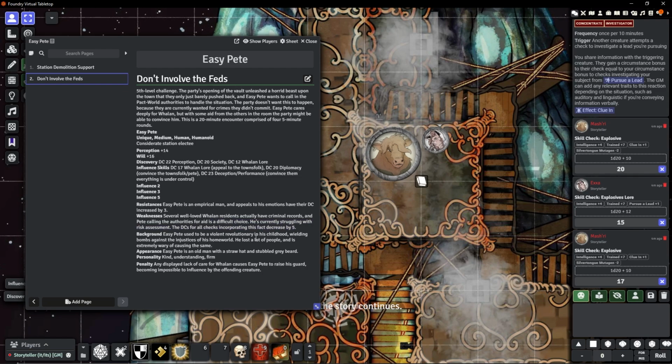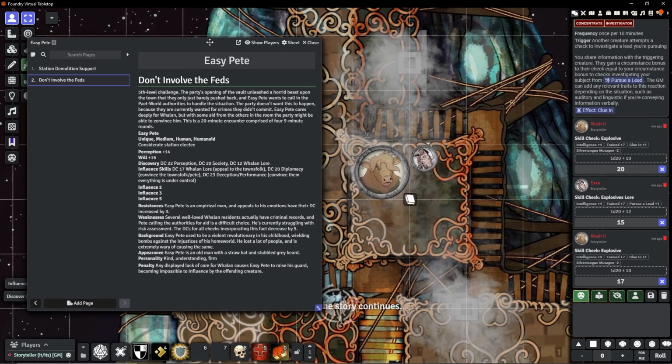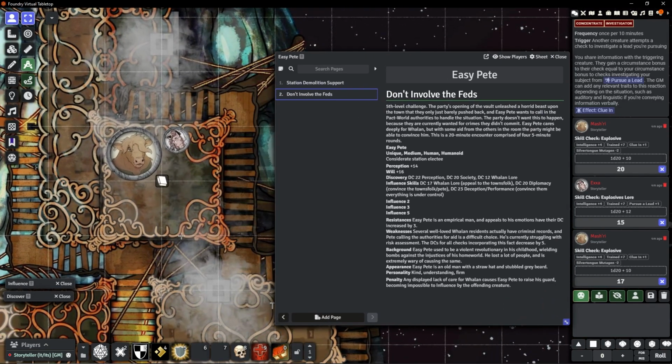And then also as the GM, we have the modified penalty, where any displayed lack of care for Waylon causes him to raise his guard, becoming impossible to influence by offending creatures. Now we can get right back into rolling.